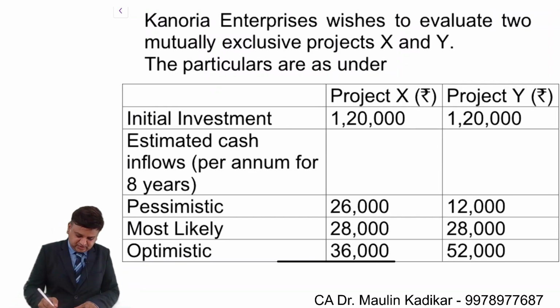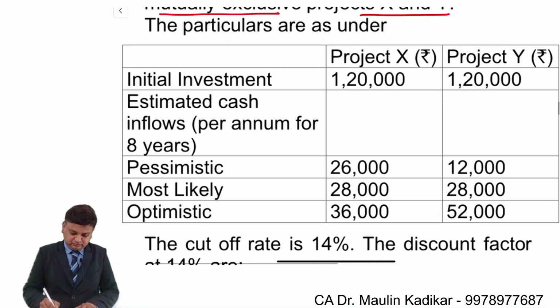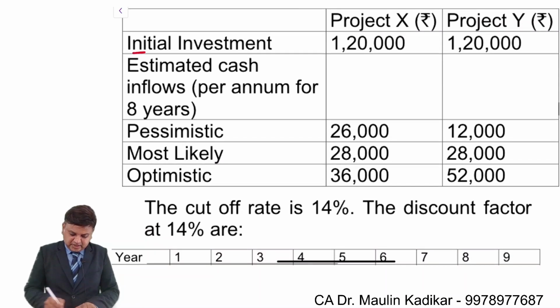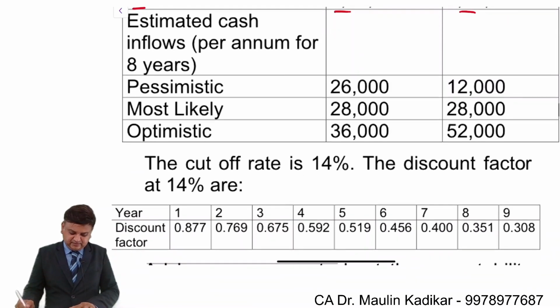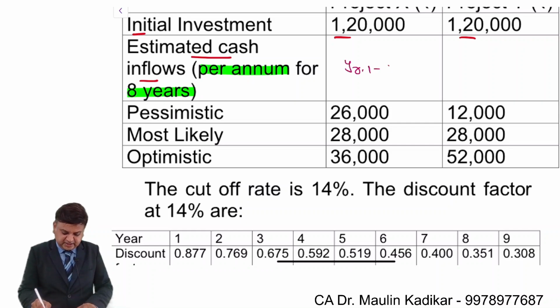Let us see the next question. Kanoria Enterprise wishes to evaluate two mutually exclusive projects X and Y. Information for both of them is as under: the amount of initial investment is given, and the estimated cash inflow per annum for 8 years. So we have been provided with the cash flow from the end of year 1 to the end of year 8.